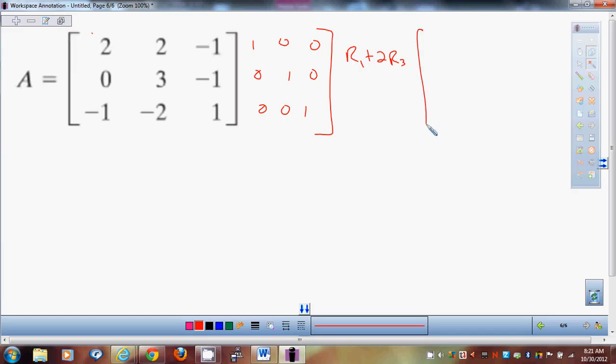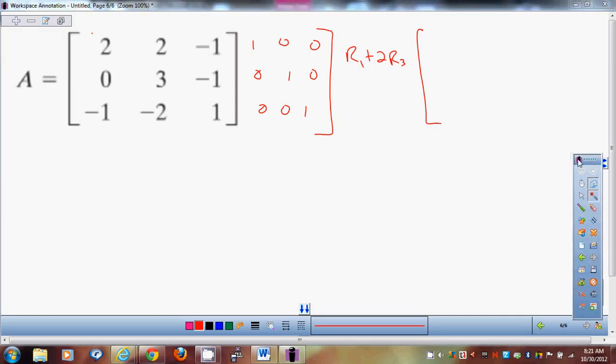So, row 1 plus 2 row 3. Only row that's going to change? Row 3. So I'm going to go ahead and copy rows 1 and 2 down as they are. 2, 2, negative 1, 1, 0, 0, 0, 3, negative 1, 0, 1, 0.